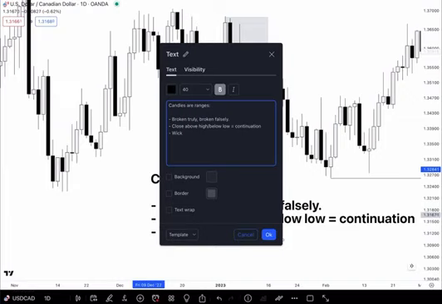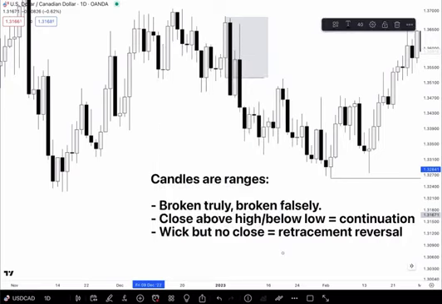Continuation of the close, right? Don't mistake it for continuation of the trend, because that depends on the higher time frame order flow. Wick, but no close, equals retracement or reversal. This especially applies to my 3-candle model, the 3-candle pattern model, which you'll be seeing more examples of right now in the weekly range, right?